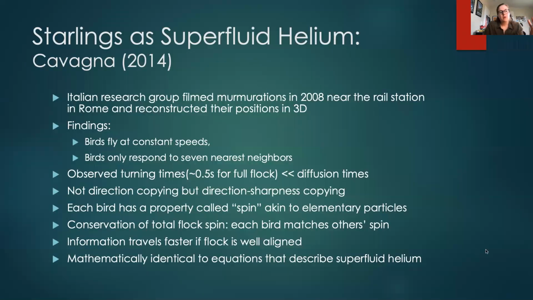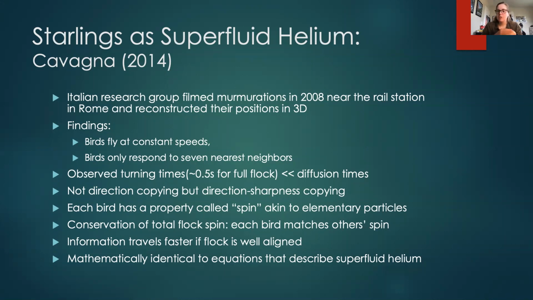Now, another group comes along and says, okay, well, we want to do a better job. We want to understand and replicate behavior on short time and length scales. And they even find that the turning times of these flocks are occurring on the order of half a second, which is really fast and much shorter than diffusion timescales.